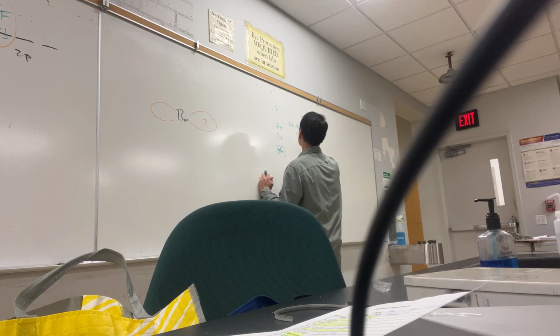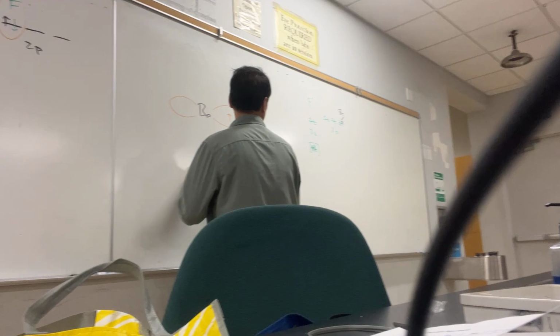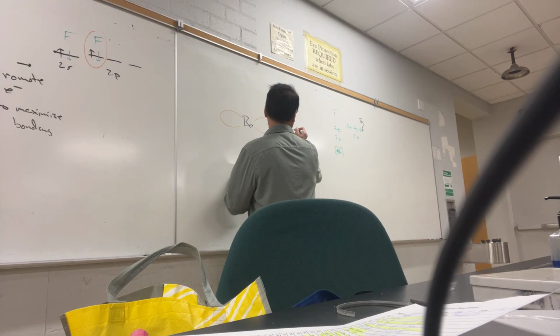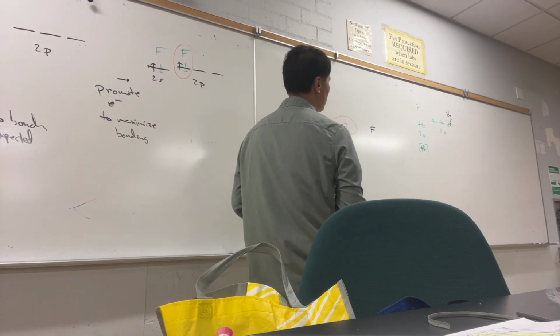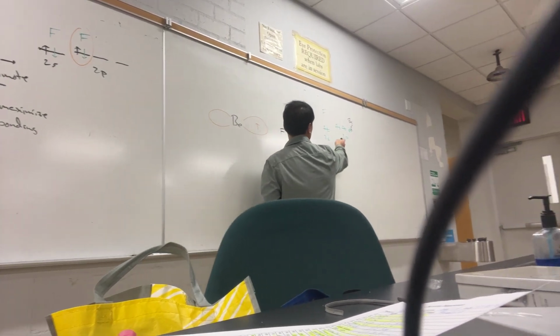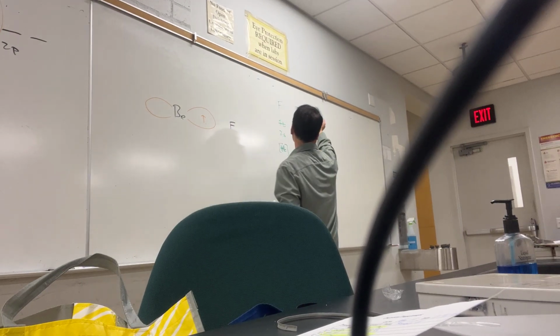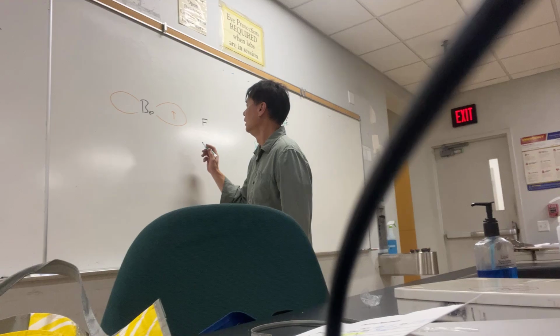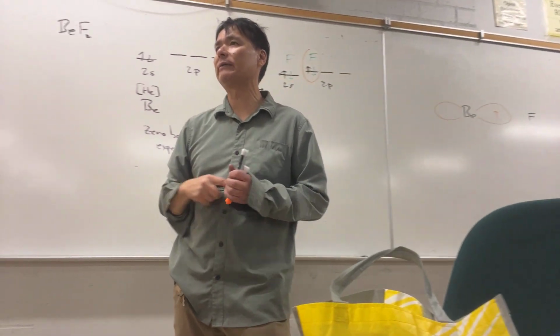All right, is the 2p orbital on beryllium the same size as the 2p orbital on fluorine? Are all 2p orbitals the same size? No. Which one is smaller, fluorine or beryllium?